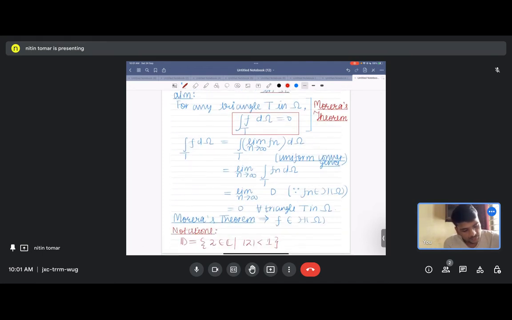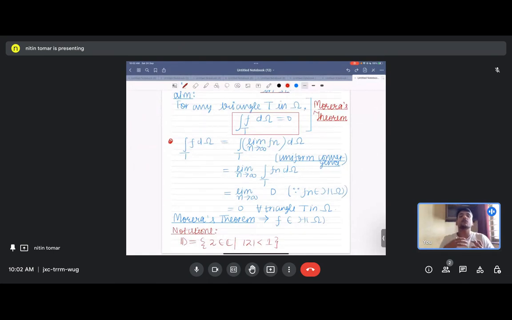You start with any arbitrary triangle T and consider the integration of f over this triangle T. Then write, because f was what? f was the uniform limit of f_n. So we just put the values. Then we know that with uniform convergence, you can actually interchange the limit and the integral. So this limit will come out. So we have the limit of the integration of f_n over the triangle.